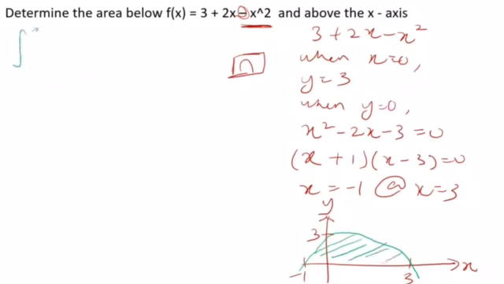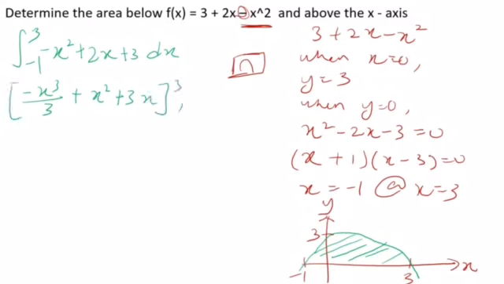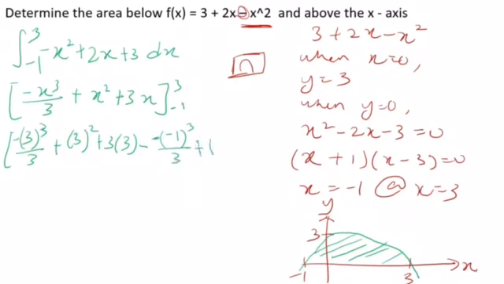So from -1 to 3, negative x squared plus 2x plus 3 dx, which is negative x cubed over 3 plus x squared plus 3x. Then substitute 3: negative 3 cubed over 3 plus 3 squared plus 3 times 3, minus negative -1 cubed over 3 plus -1 squared plus 3 times -1. The answer will be 2 over 3.